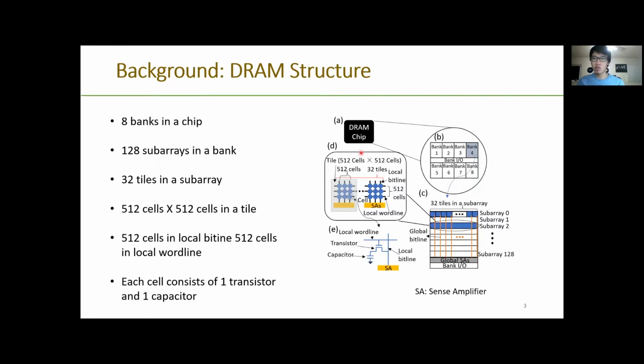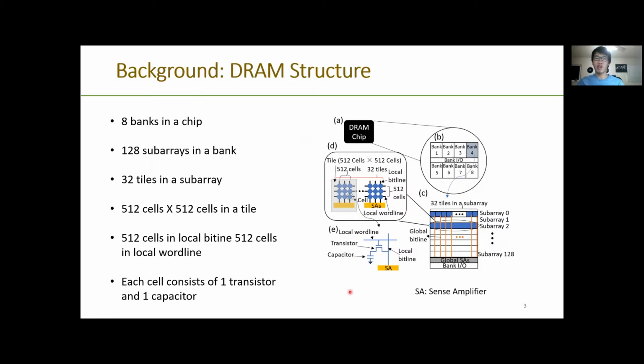This is a structure of a DRAM chip. Each chip has multiple banks, and each bank has multiple subarrays, and all subarrays share a global sense amplifier. The subarray consists of multiple tiles. Each tile has 512 word lines and 512 bit lines. The bit lines are connected to the local sense amplifier.